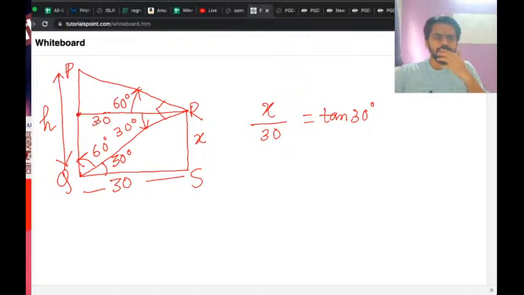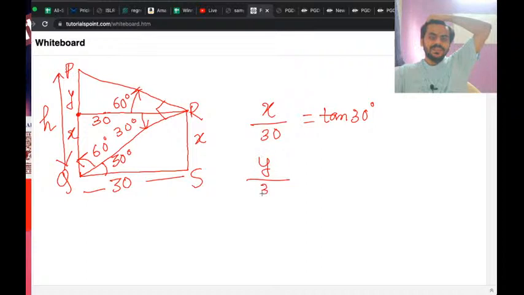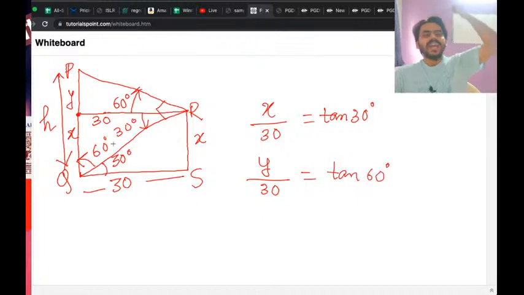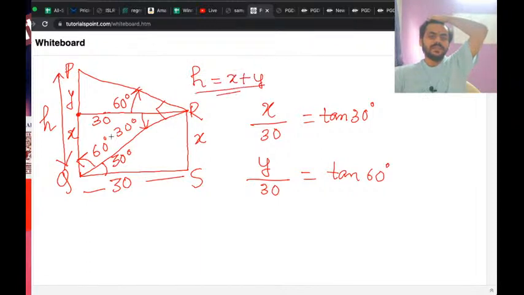And then, yes, I know this is X because this is X, this is X, this is 30, so let me say this is my Y, right? So now your Y by 30 will be equal to your tan 60 degrees, right? And I know that H is going to be equal to X plus Y, right? Because this is X, this is Y, I need H.